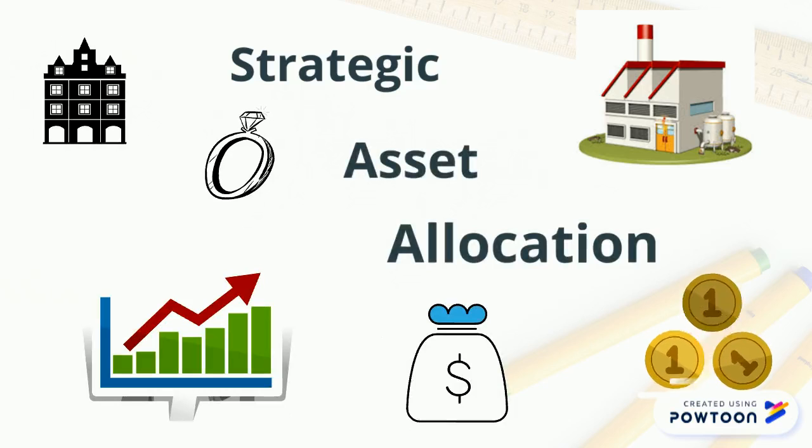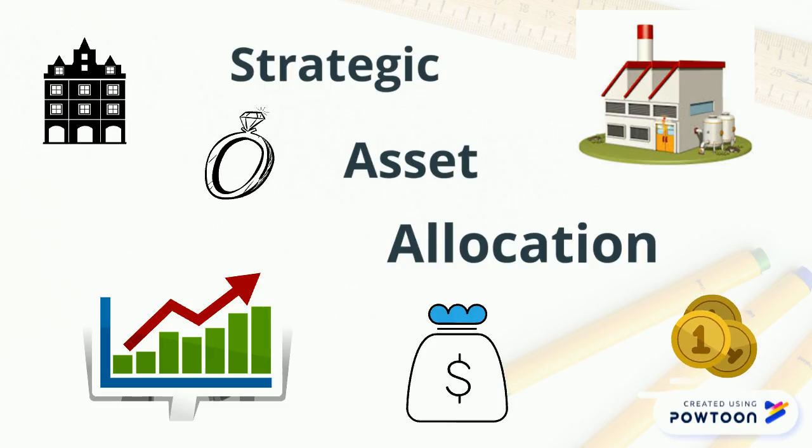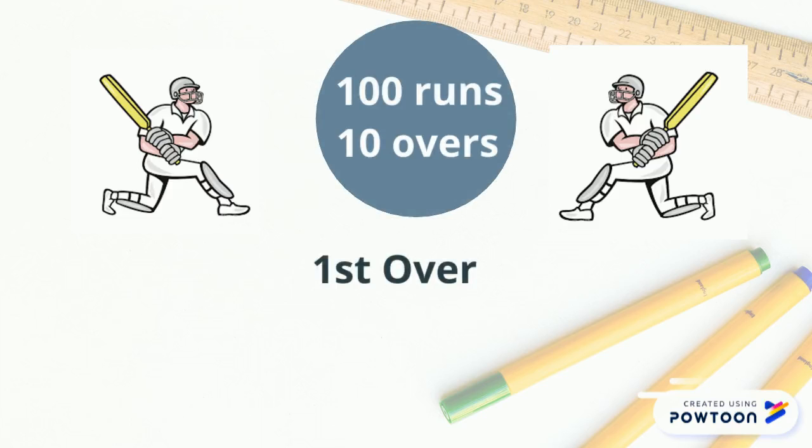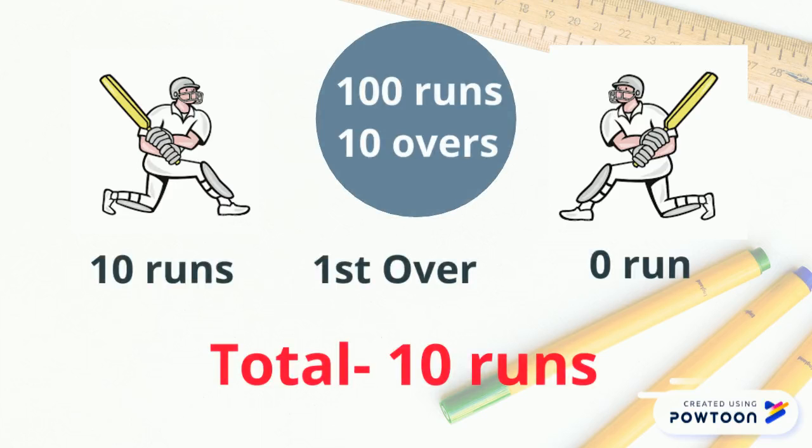So let me first start with the definition. As per Investopedia, strategic asset allocation has been defined as a portfolio strategy that involves setting target allocations for various asset classes and periodically rebalancing the portfolio back to the original allocations at the end of a specific period. Sorry, Saurabh, but it's a little too technical. You want to break it down even simpler, please?